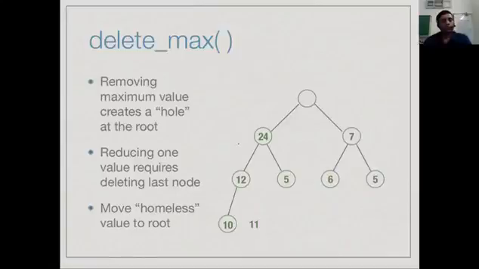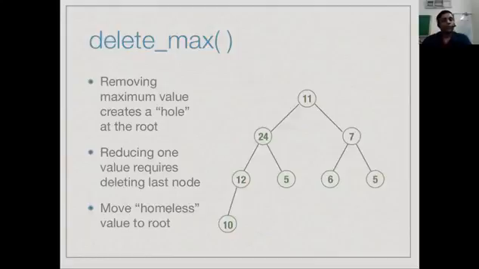So now we have a value which is homeless. It doesn't have a node to belong to. And we have a home which is empty. So what we will do is we will move this 11 to the root.